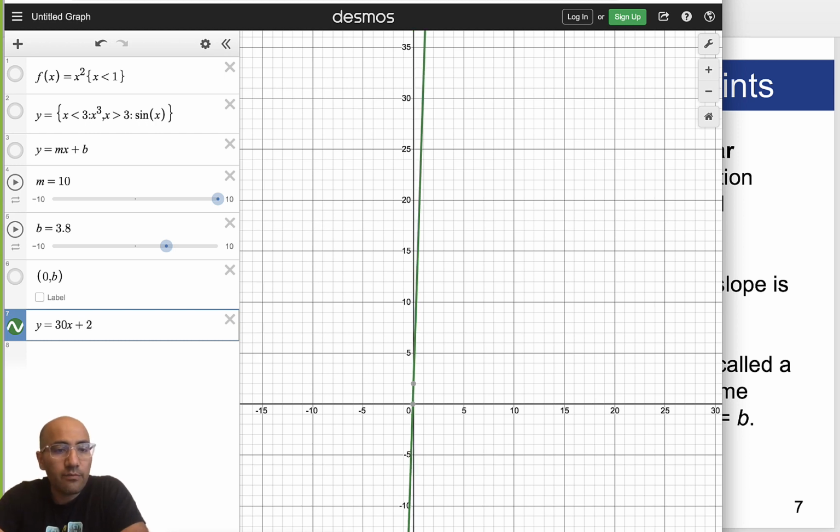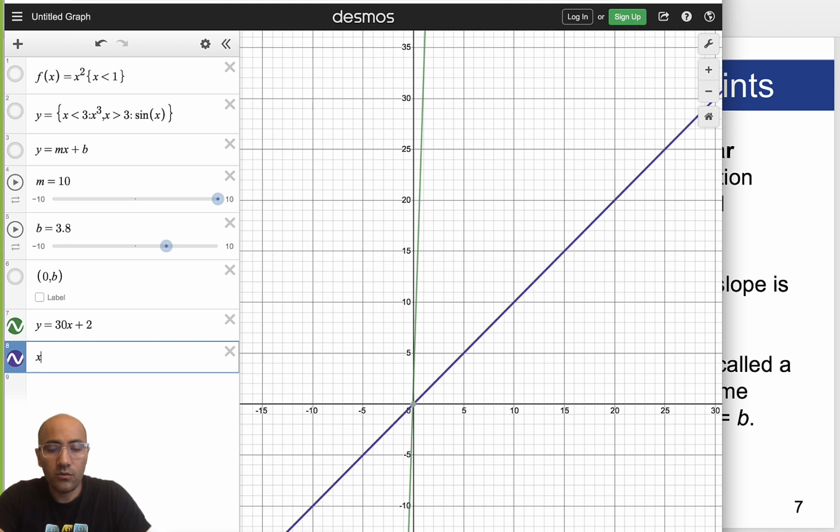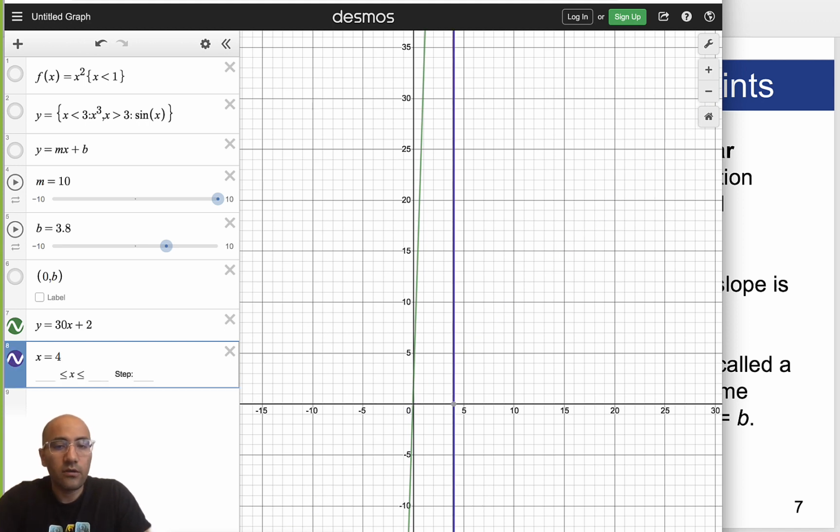If it was actually a perfectly vertical line, then we have to use this notation, x equals a constant, like say 4. Now that would be a perfectly vertical line, where the line is described by just the statement x equals 4. Good. Remember, the slope is undefined for this purple one.